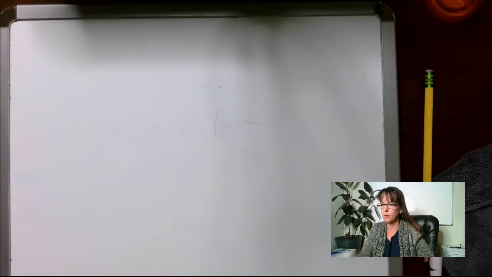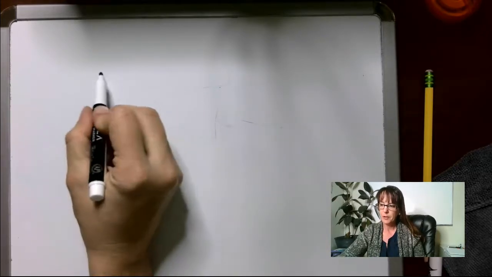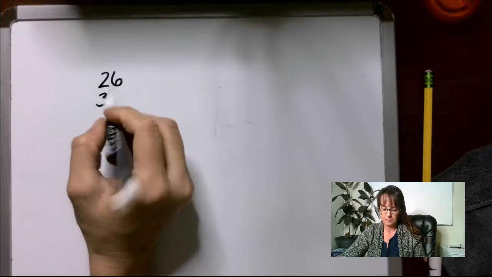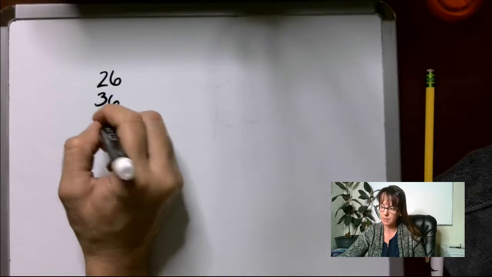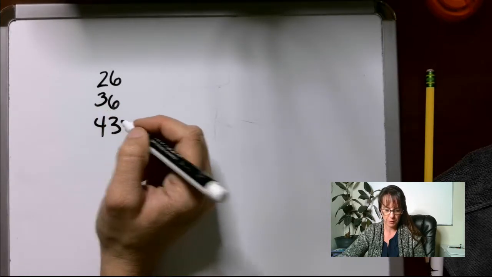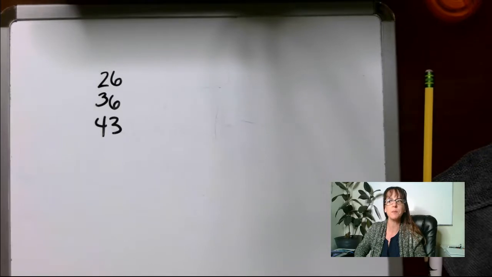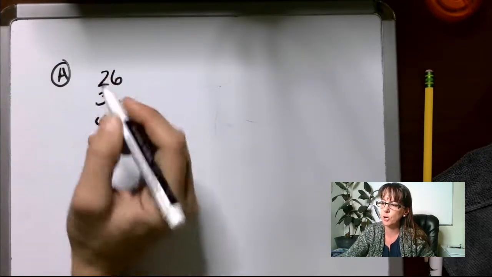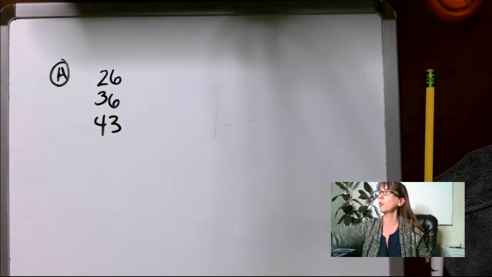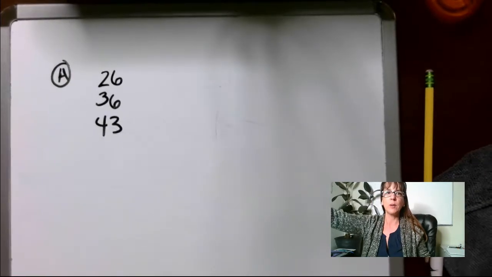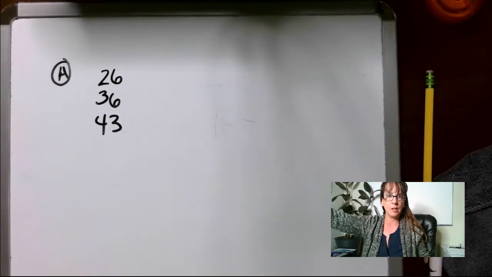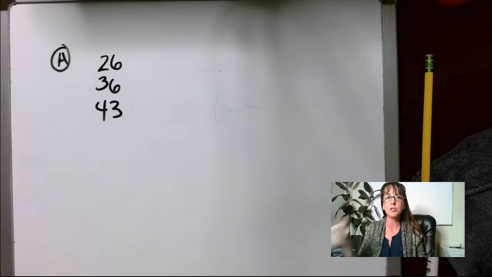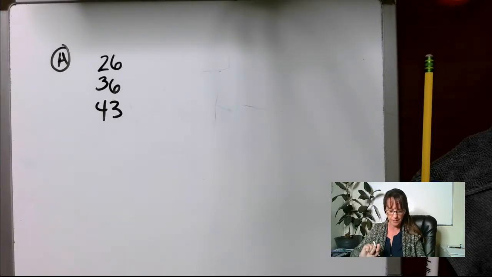All right, so let's double check. For A, it says there were 26 books on the first shelf, 36 books on the next shelf, and 43 books on the third shelf. Martin rearranged the books. And by the way, this is how you need to be showing your work on your homework. I don't want to see just an answer. I want to see you writing out the problem and showing your work. Obviously in a word problem, I don't want you to write it out word for word, but I do want you to write this out, okay?